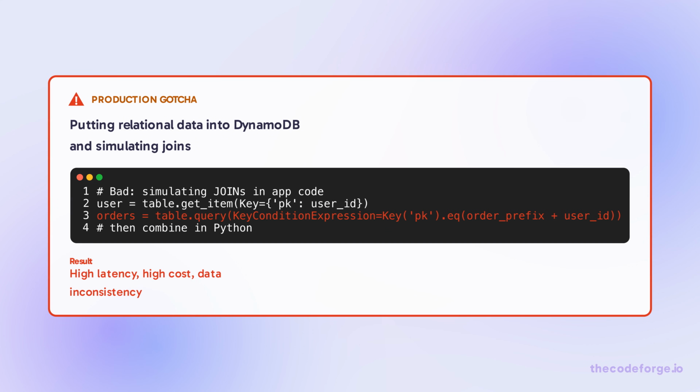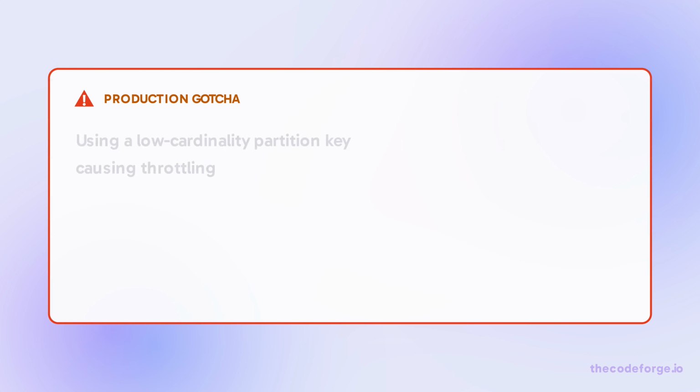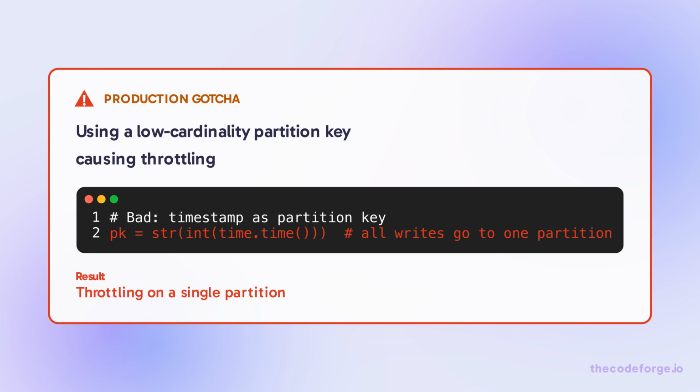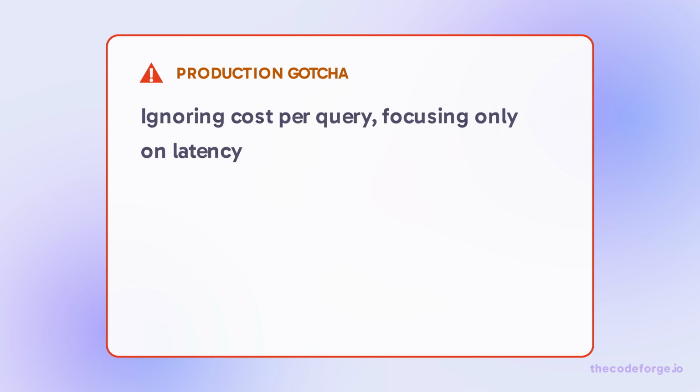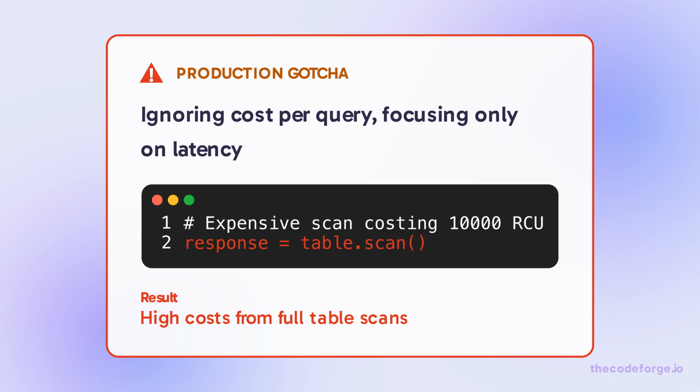A common mistake is putting highly relational data into DynamoDB and trying to simulate joins via multiple API calls. That pattern breaks under load. Each extra read doubles latency and cost. Using a timestamp as partition key causes all writes to go to one partition, leading to throttling. Use a high cardinality attribute like userid to distribute traffic evenly. A single DynamoDB scan on a large table can cost more in consumed RCUs than a month of normal traffic. Always use query with key conditions instead of scan.